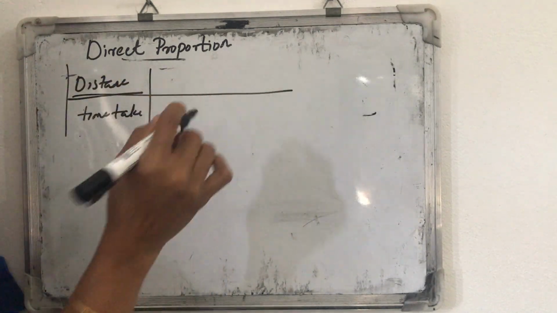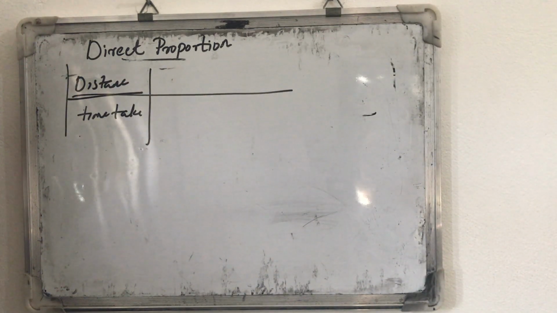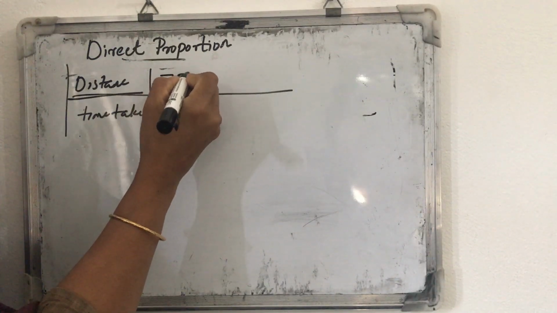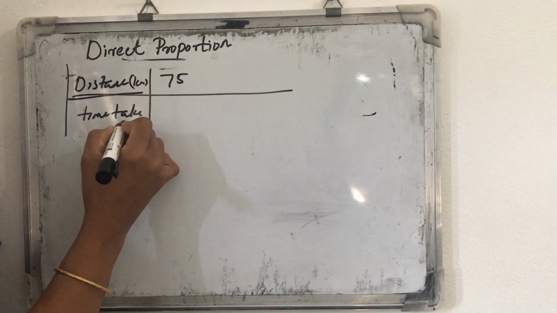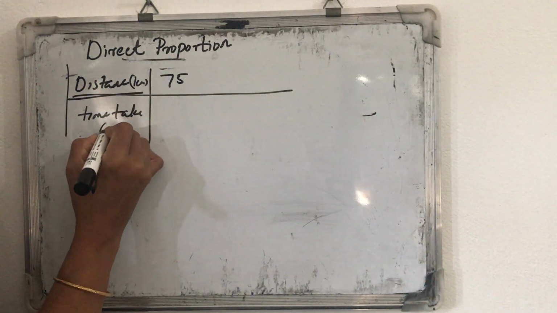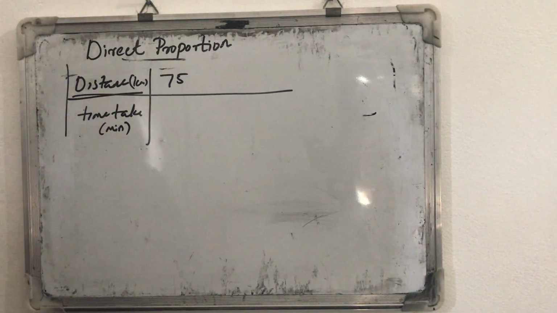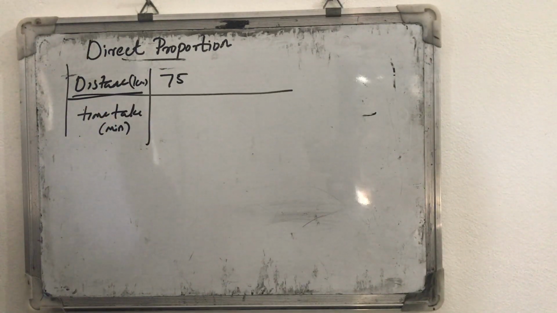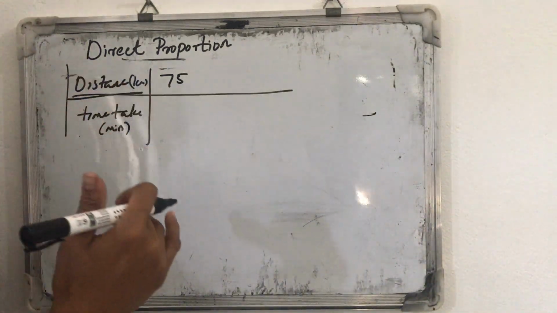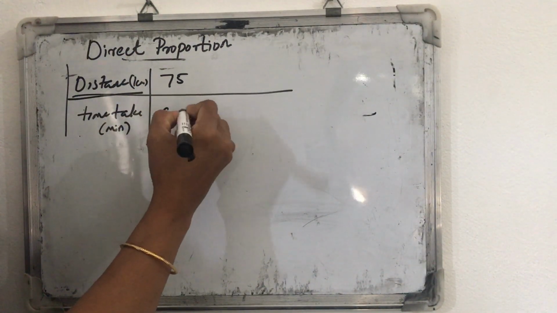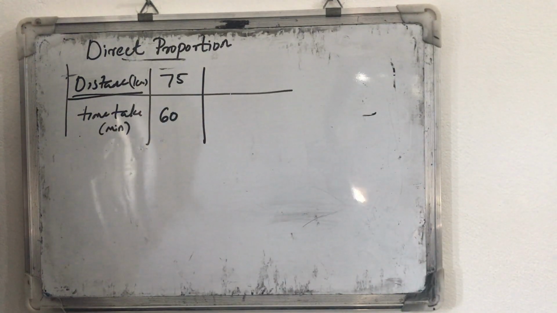So what is given? A train is moving at a uniform speed of 75 km per hour. So distance, how much? 75 km. Distance is given in kilometers and time is given in hours. We want to convert hours into minutes, which is better for calculation. So if the distance is 75 km, what will be the time taken? 75 km per hour means in 1 hour 75 km. So 1 hour means how many minutes? 60 minutes.